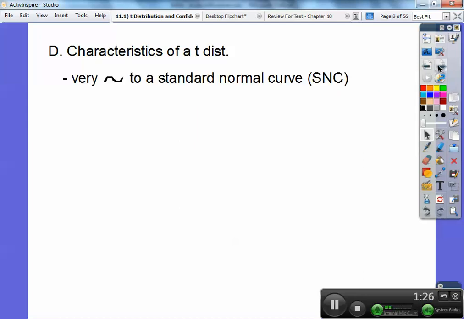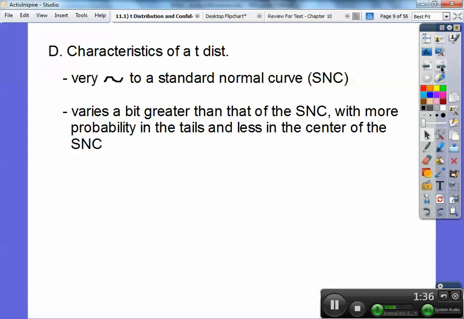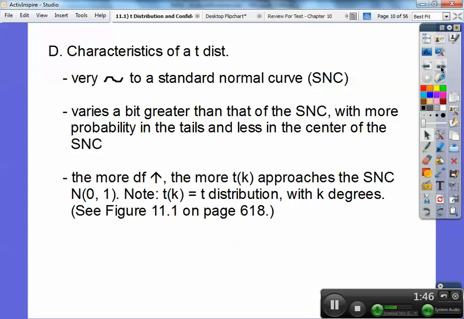Okay, characteristics of a t distribution. It's very similar to a standard normal curve, but it varies a bit more. It flares out a little more, with more probability in the tails and less in the center than the standard normal curve. And the more your degrees of freedom increase, which means the bigger your samples are, the more the t distributions approach the standard normal curve.